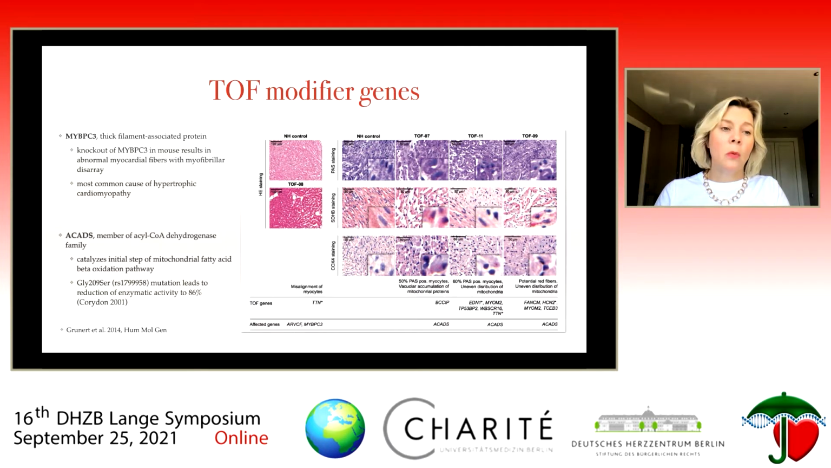And another very interesting gene which we identified as a modifier gene is ACADS. It's a gene of the mitochondrial fatty acid oxidation pathway, and there is a very common mutation which is present in around 20% of the normal human population. But this leads to a reduction in the enzymatic activity of that particular protein. And in combination with other genetic alterations, this might trigger the TOF phenotype.